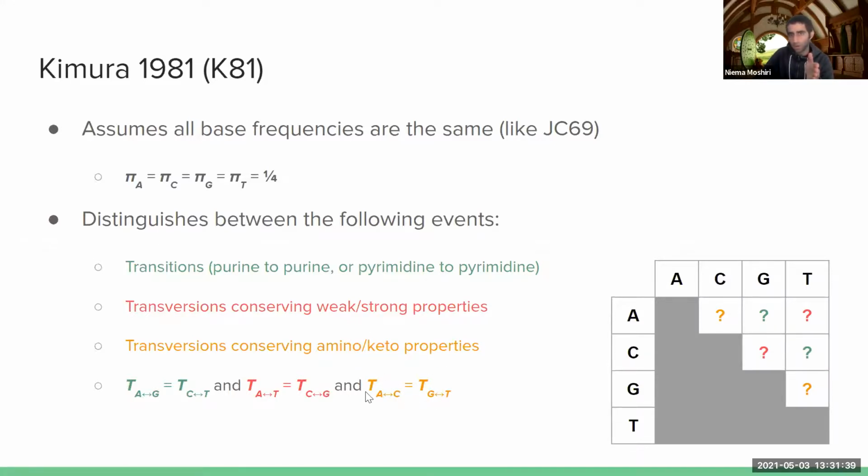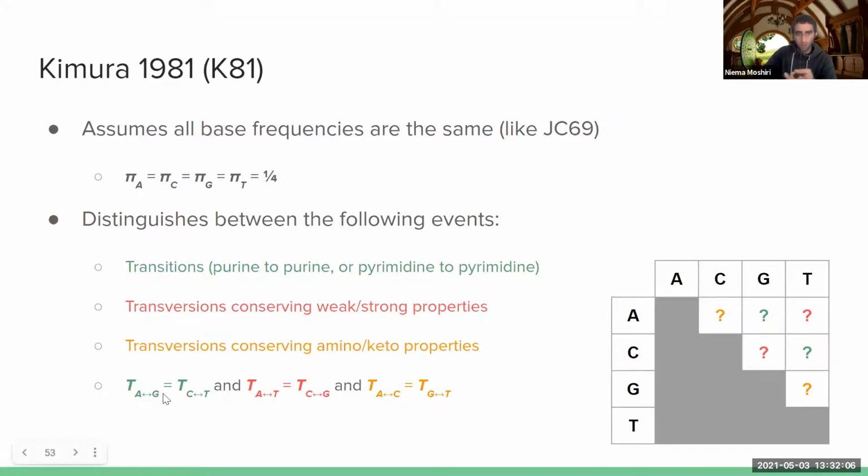These two are a separate category. And so I myself, I have no idea what either of these terms mean. I don't know what a weak or a strong property is. I don't know what amino versus keto property is. And honestly, I don't care from my perspective. But this model sees these biological properties and says there's reason to believe that I should separate it into these 3 categories. So for our purposes, this means that we have 3 rates now.